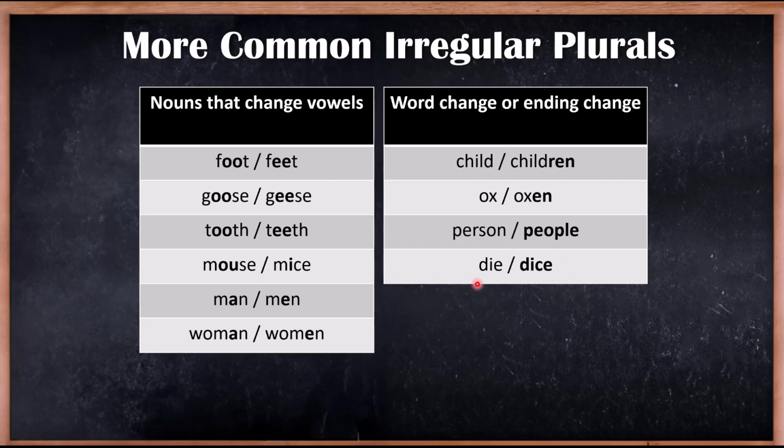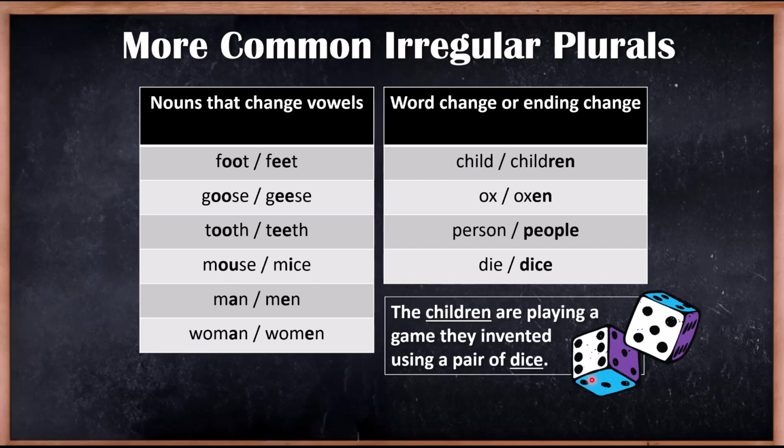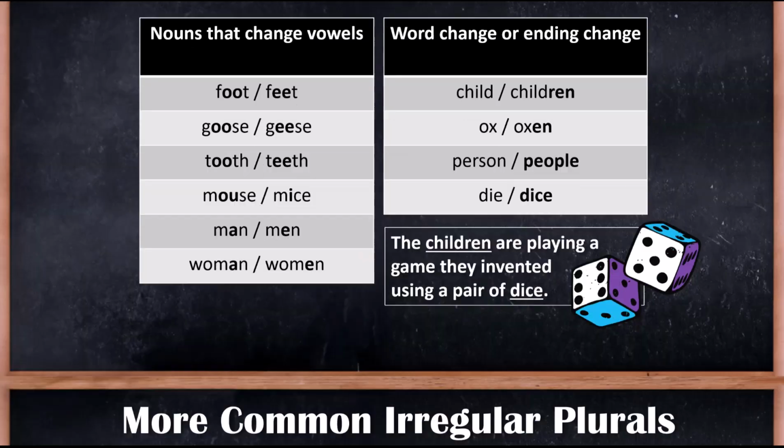One die, two dice. So this is one die, and this is a pair of dice. The children are playing a game they invented using a pair of dice.